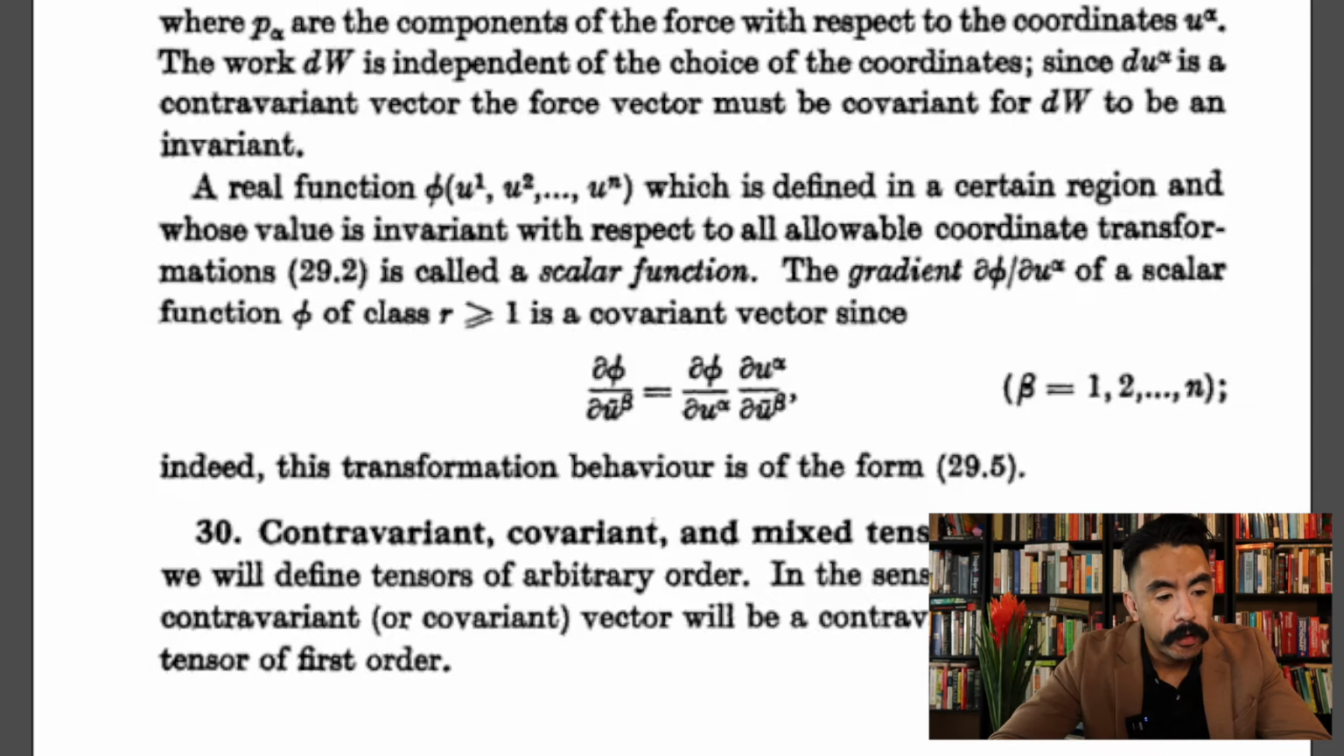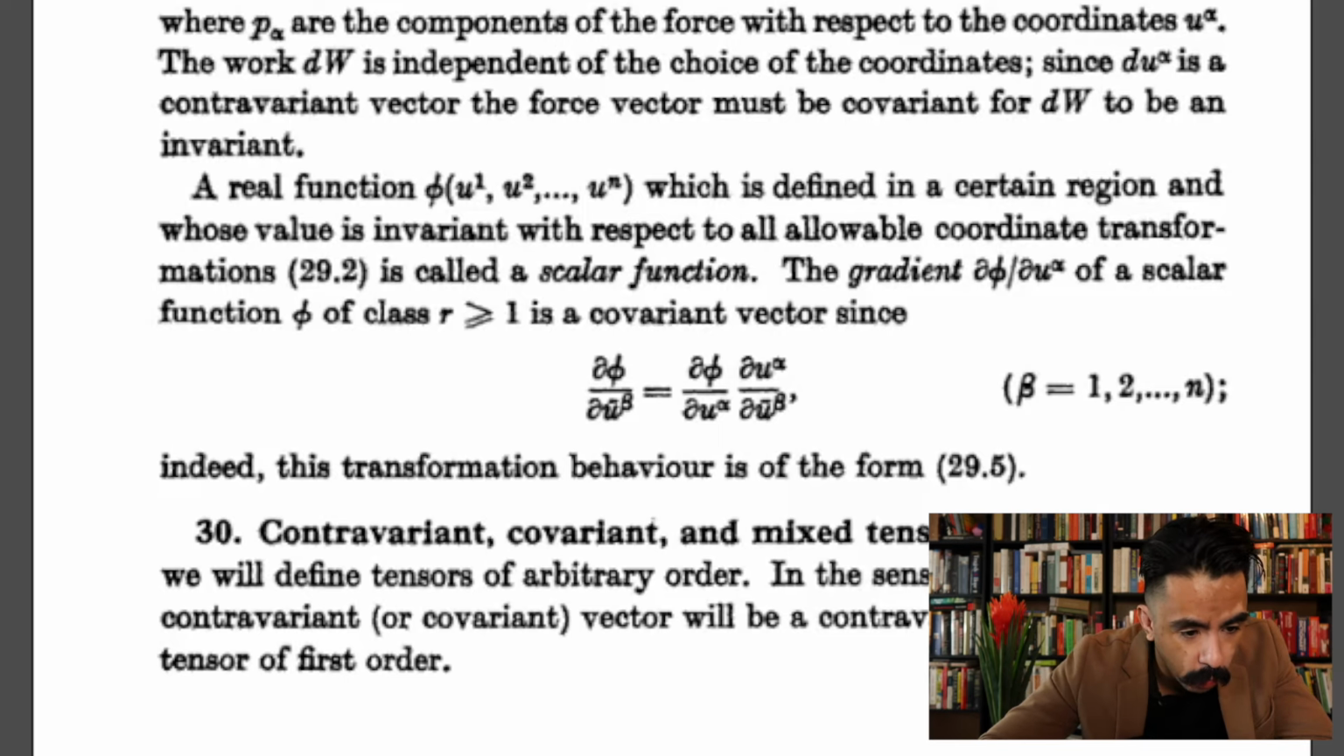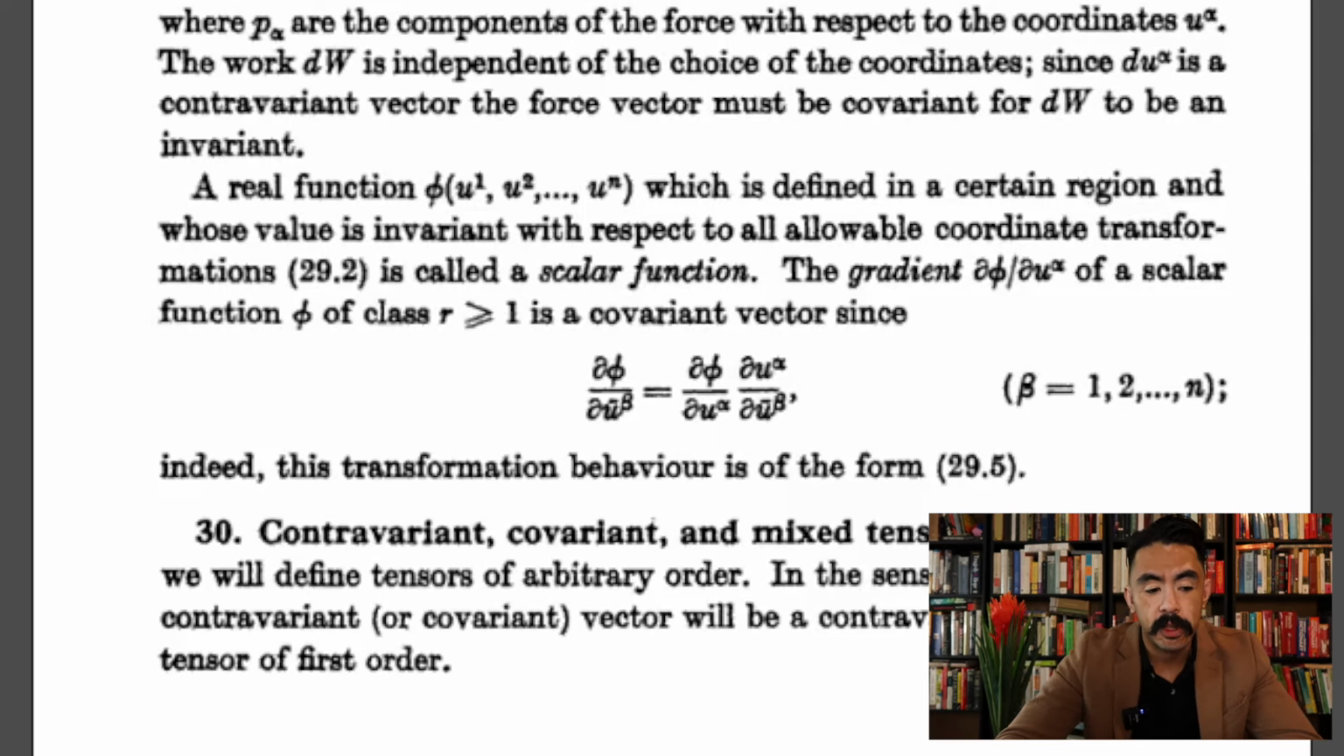Since du alpha is a contravariant vector, the force vector must be covariant for d capital W to be an invariant. A real function phi of u1, u2 through un, which is defined in a certain region and whose value is invariant with respect to all allowable coordinate transformations as previously given, is called a scalar function. The gradient partial phi partial u alpha of a scalar function phi of class r greater than or equal to 1 is a covariant vector, since partial phi partial u over bar beta is equal to partial phi partial u alpha times partial u alpha partial u over bar beta, where beta is 1 through n. Indeed, this transformation behavior is of the form previously given for the covariant transformation.